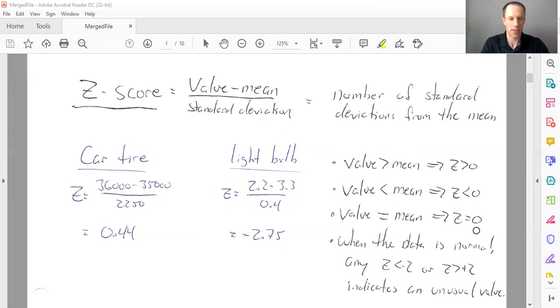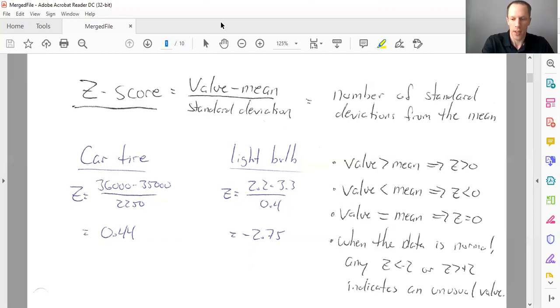Keep some of these things in mind because we're going to see z-scores again later in the course, especially when we get to chapter 6 and 7 and 9, or some of the later chapters. I don't remember the exact numbers, but we will see z-scores quite a bit later in the course.